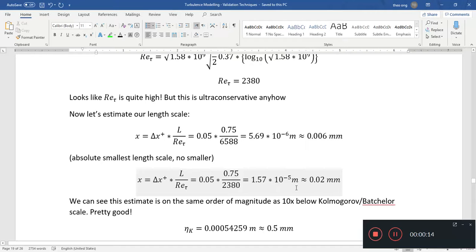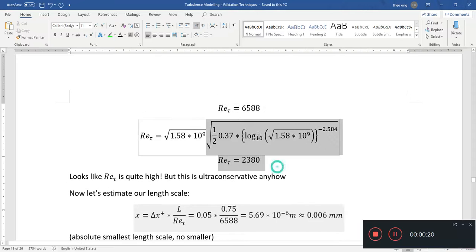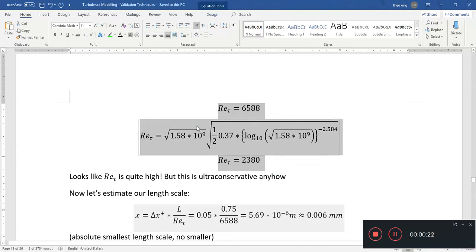Today we're going to continue on our natural convection smaller scales discussion. So in the last video, we said that the friction Reynolds number, Re tau, was pretty high. It's about a few thousand, where we are normally used to 180.